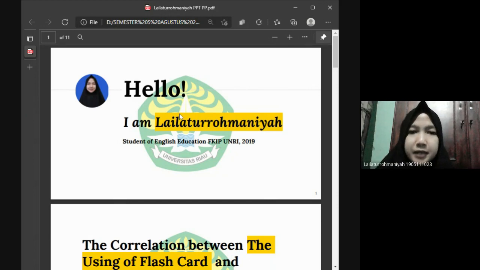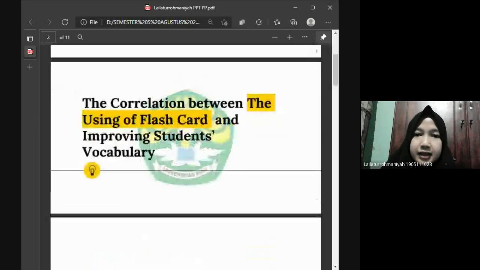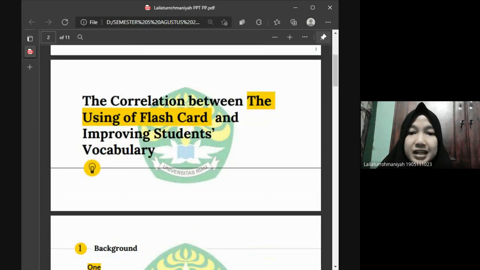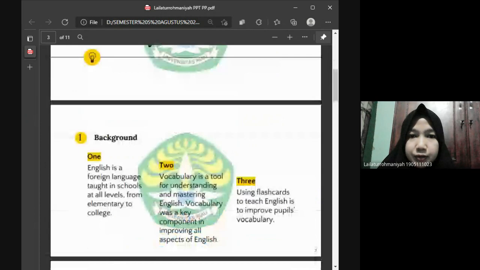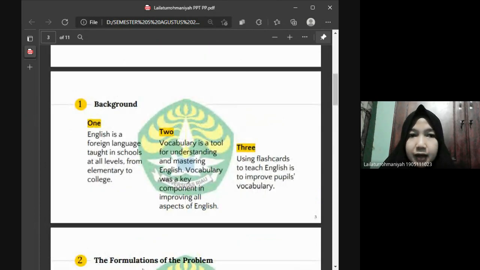Okay, first let me introduce myself. I'm Lailatul Rahmaniyah, a student of English Education FKIP Unri batch 2019. And I'm gonna present my proposal. The title is The Correlation Between the Using of Flashcard and Improving Students' Vocabulary. We come to the first one, the background of the study.